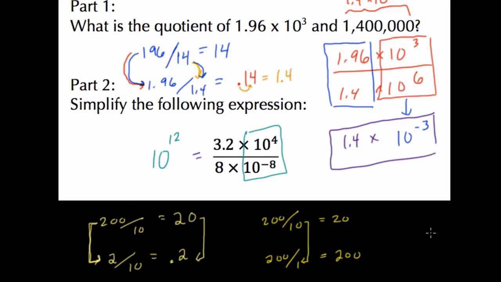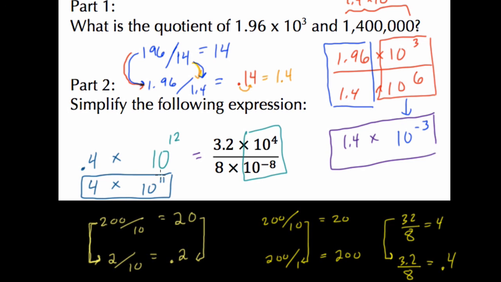3.2 divided by 8 is a lot like 32 over 8. 32 over 8, that's just 4. 3.2 over 8, though, what happens there? Well, 3.2 is 10 times smaller than 32. So our fraction altogether becomes 10 times smaller, or 0.4. So here we have 0.4 times 10 to the 12th. But that's not in scientific notation, so we adjust it. Multiply this by 10, we get 4. Divide this by 10, we get 10 to the 11th, and that's our answer. All right, thanks.